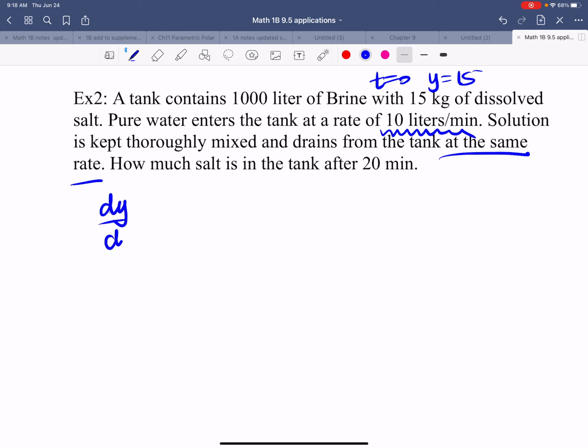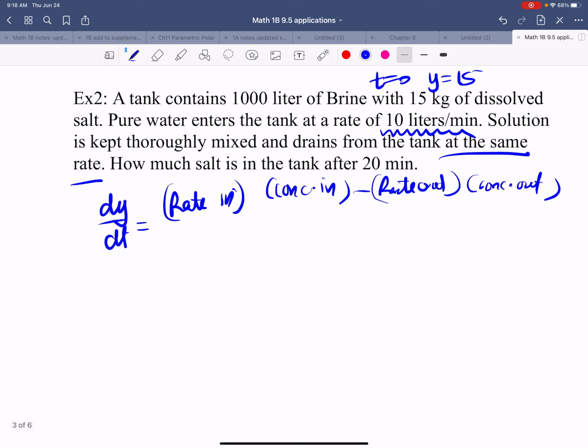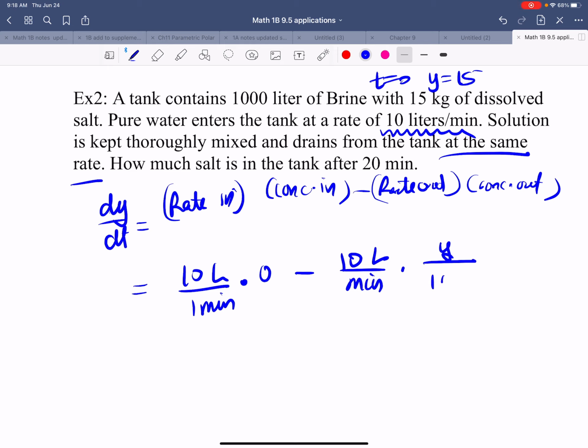All right, so the rate of change dy/dt is equal to rate in times concentration in minus rate out times concentration out. Rate in is 10 liters per minute. Concentration in is 0, minus the rate out, which is also 10 liters per minute. And the concentration out, we don't really know, that would be y over the total volume. The volume is 1,000.